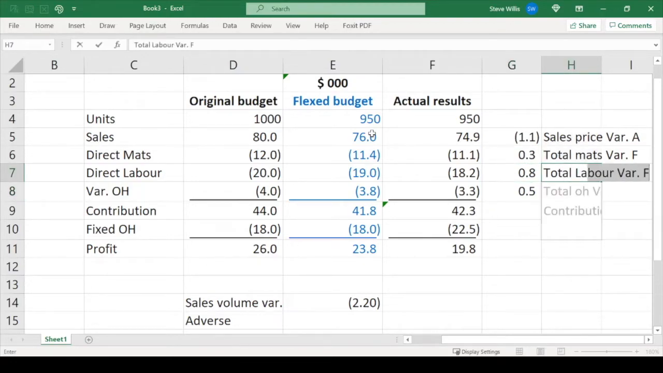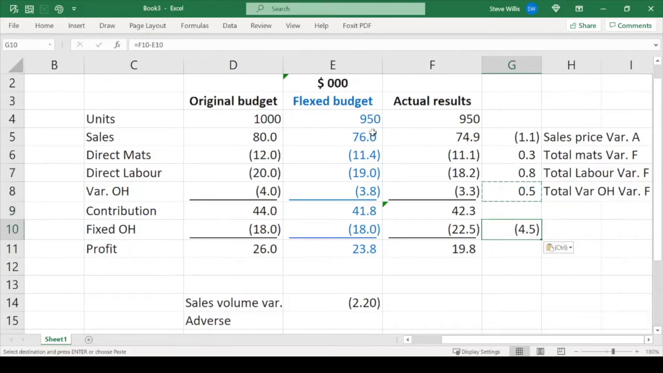That's the total labor variance, and that is favorable. This is the total variable overheads variance. That is also favorable. Last but not least, we have a fixed overhead variance, which is the biggest number in our table, which is the biggest variance so far. That would be the total fixed overhead variance. That is adverse. I'll put the A down there so it fits.